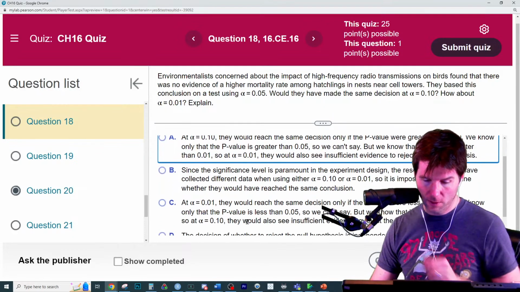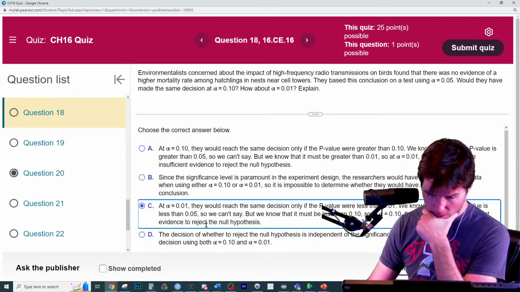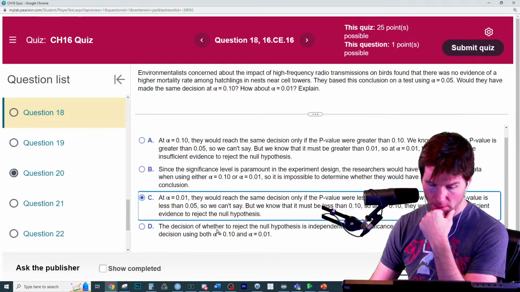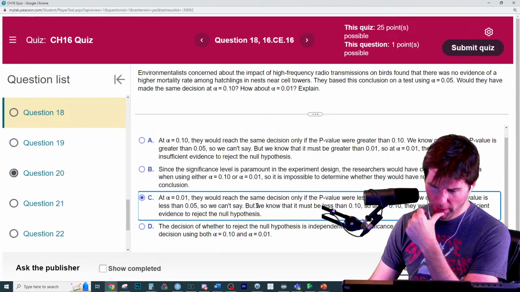They would, at the 0.10, reach the same conclusion. We only know that the p-value is less than 0.05. No, not less than. They didn't have evidence. Really?